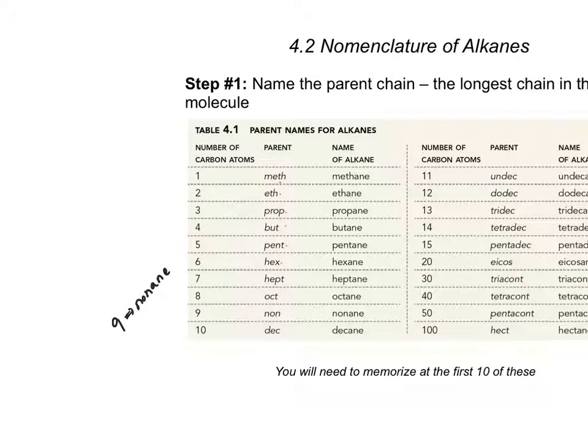So note, we have a lot of these. I would recommend memorizing 1 through 10. So 1 carbon is meth, 2 carbon is eth, 3 is prop, 4 is but, 5 is pent, 6 is hex, 7 is hept, 8 is oct, 9 is non, and then 10 is dec. Okay? You need to memorize the first 10. I won't ever put anything like 11 through 100, but you should memorize the first 10. And it gets pretty easy once you go through the meth, eth, prop, but, pent, hex, hept.